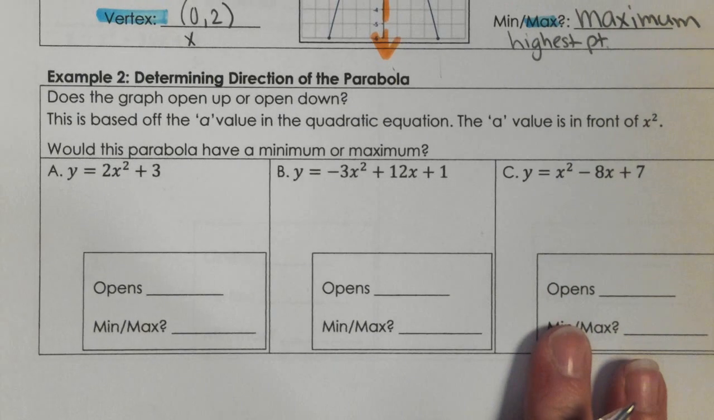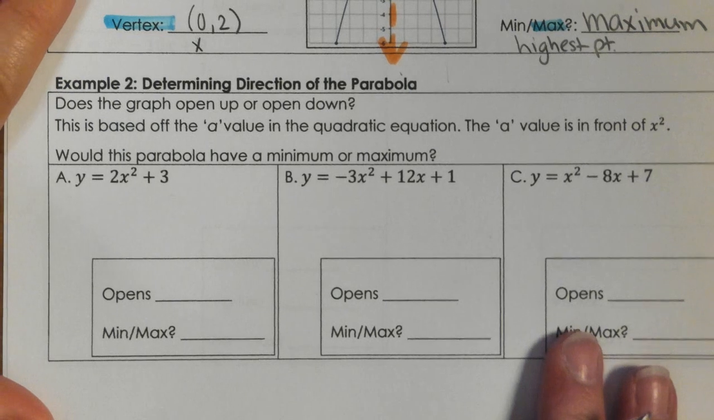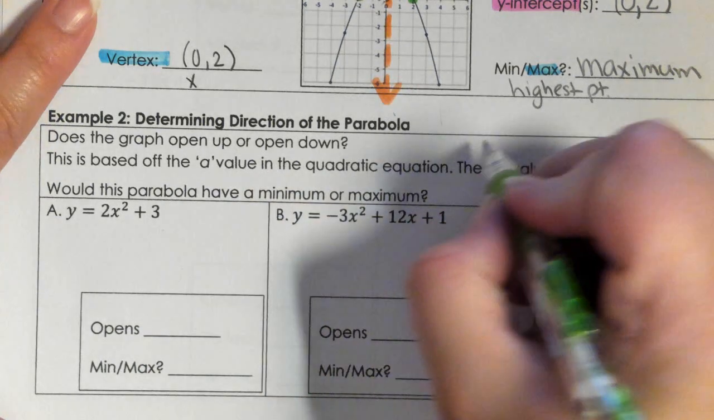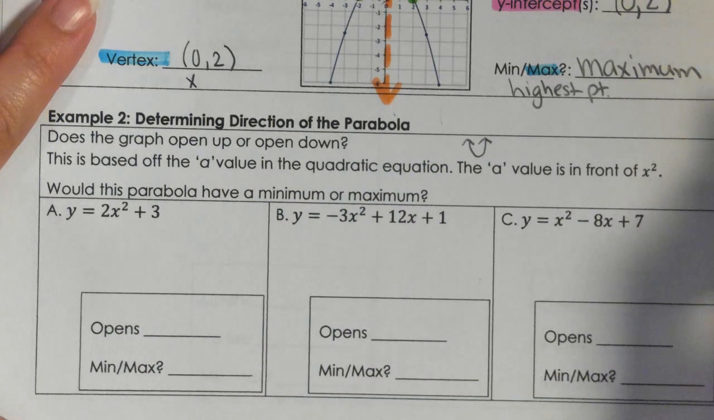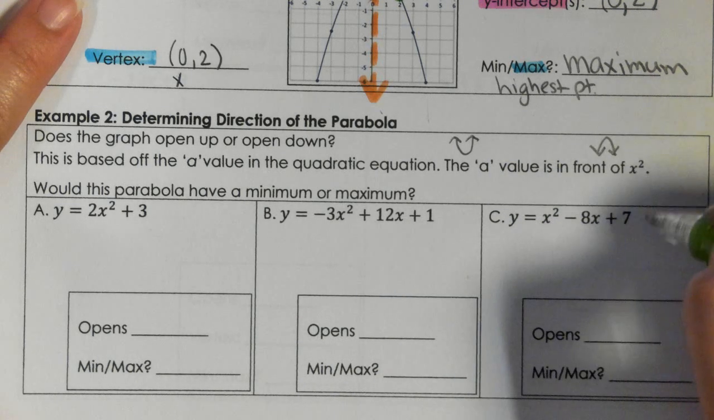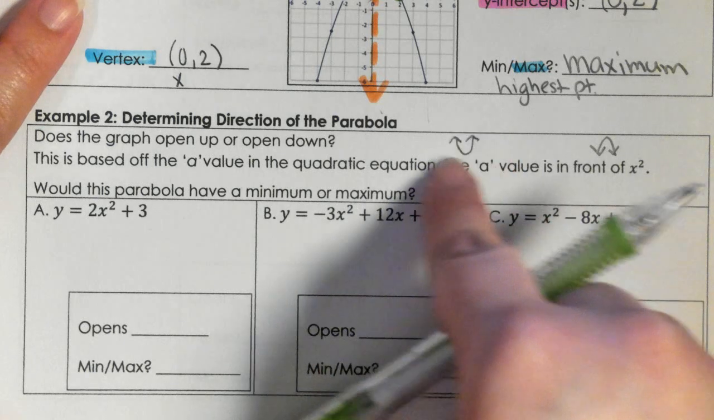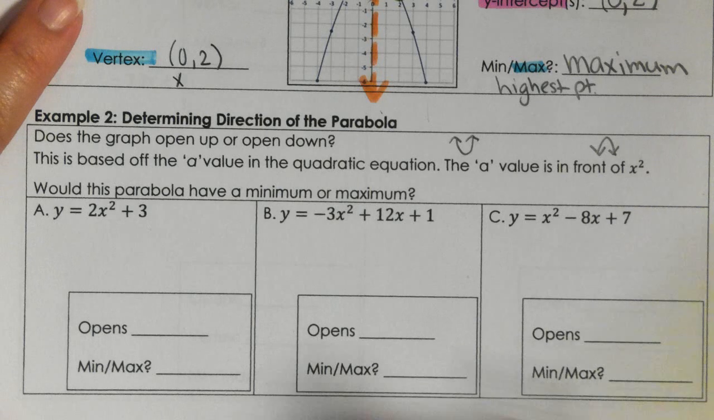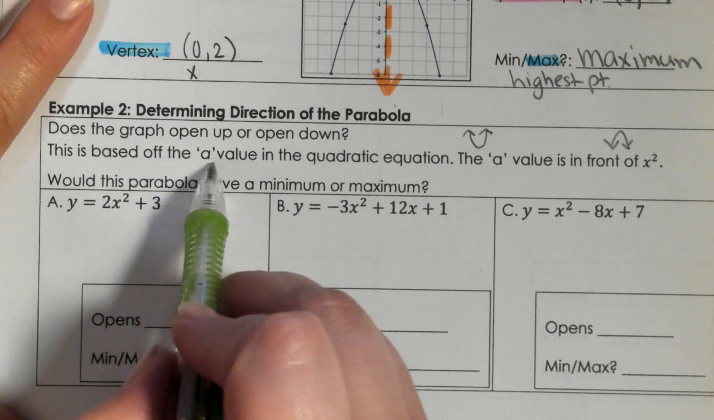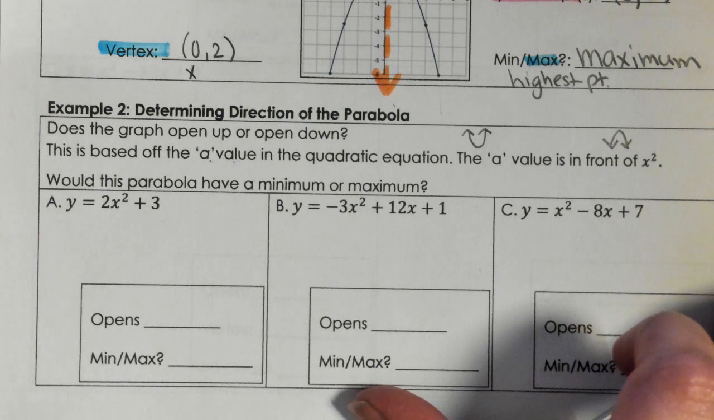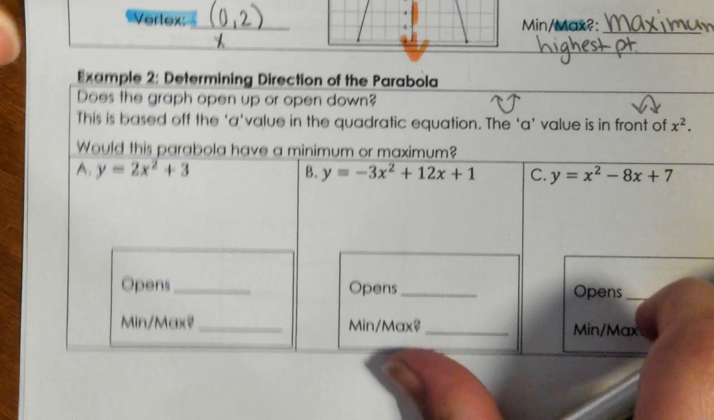Down here it says, determining direction of your parabola. Does the graph open up or open down? So opening up looks like this. Opening down looks like that. U for up, down is just going down. Down here it says this is based off the a value in the equation. Earlier we discussed in the vocabulary the formula for a quadratic. Okay, I'm going to write that down here.